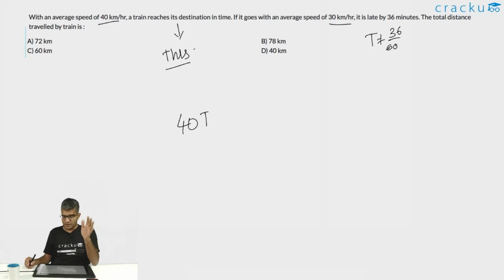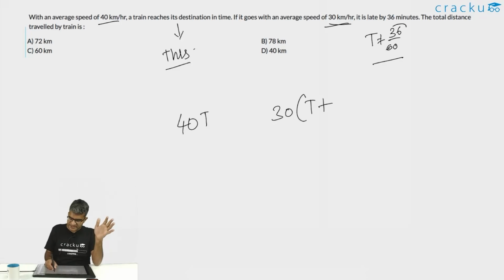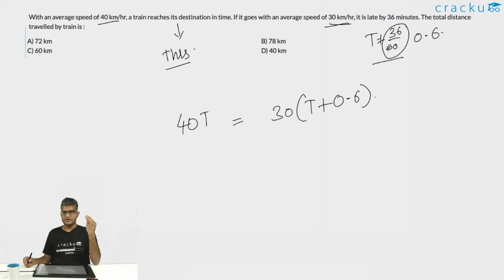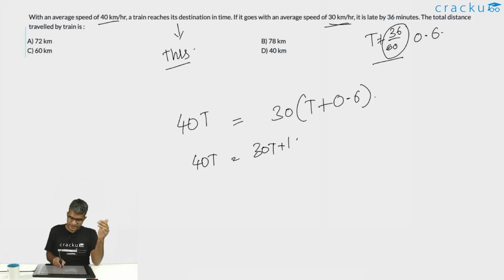In the second case, the total distance traveled is speed into time, which is 30 into T plus 36 by 60, which is 0.6. Both of them have to be the same because the distance is the same. So 40T is equal to 30T plus 18, or the value of 10T is equal to 18, or the value of T is equal to 1.8 hours.